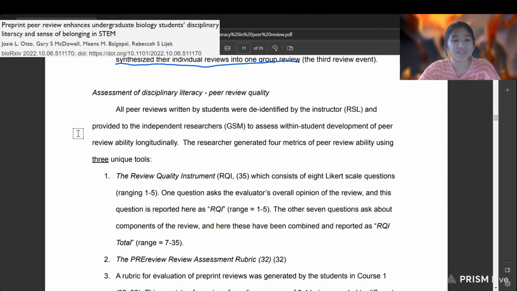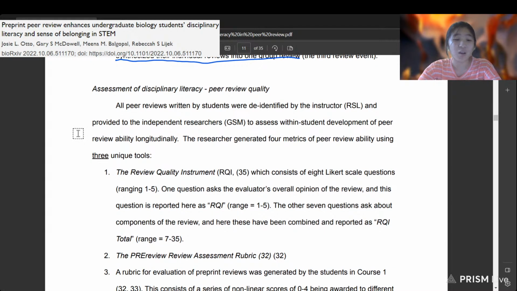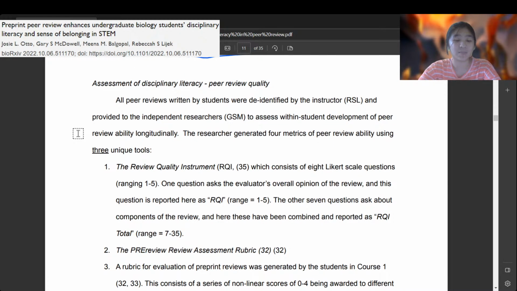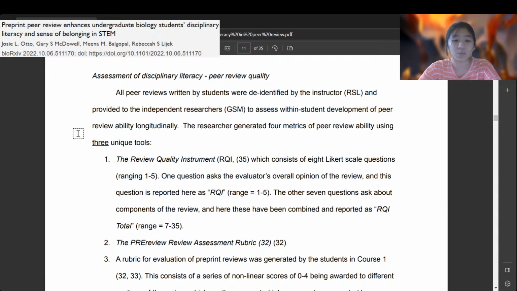Assessment of disciplinary literacy, peer review quality. All peer reviews written by students were de-identified by the instructor and provided to the independent researchers to assess within student development of peer review ability longitudinally. The researchers generated 4 metrics of peer review ability using 3 unique tools.